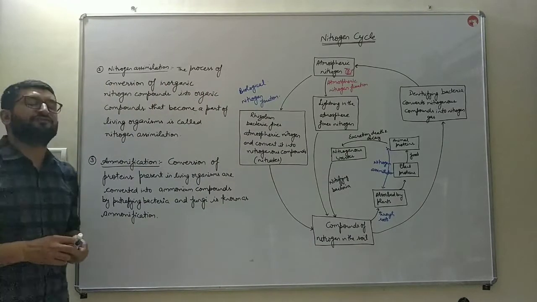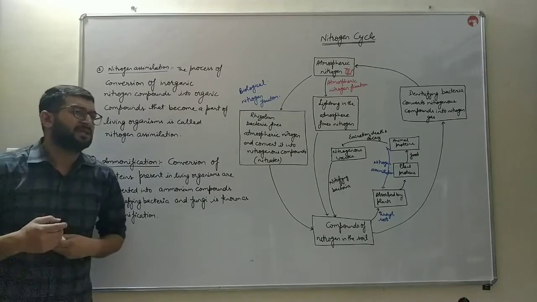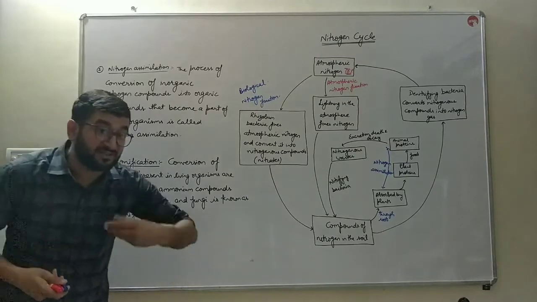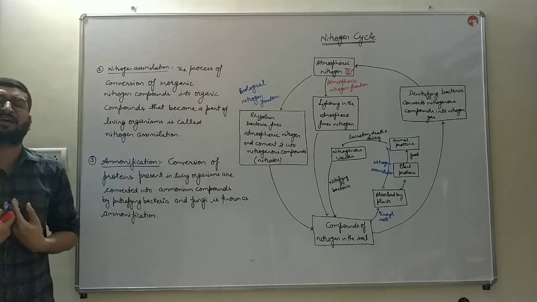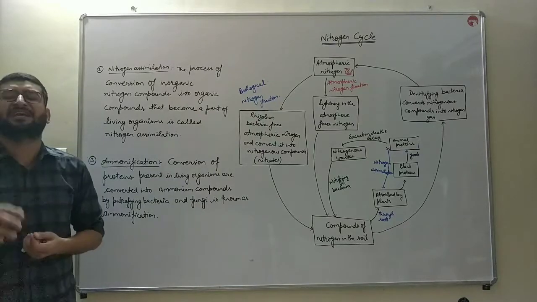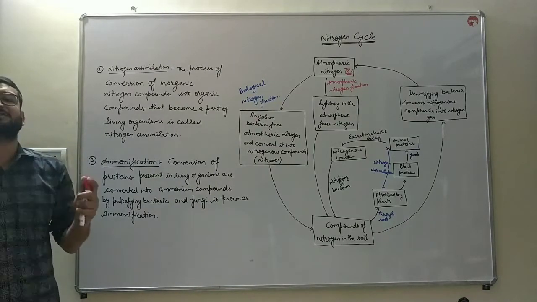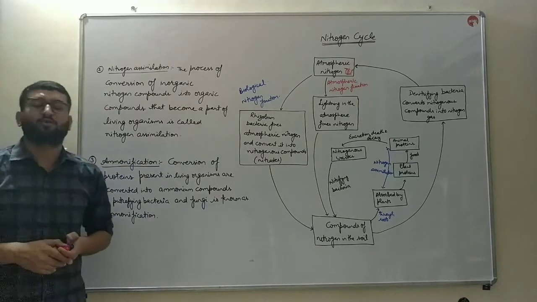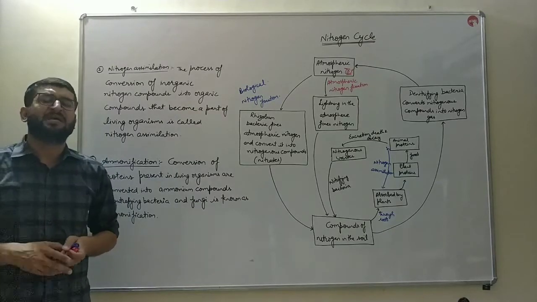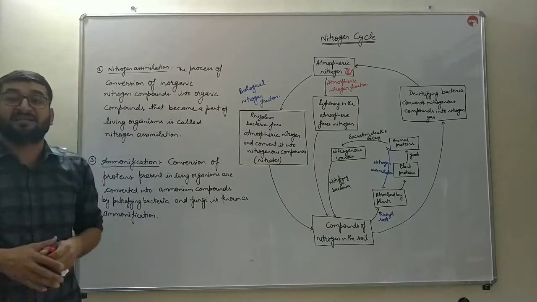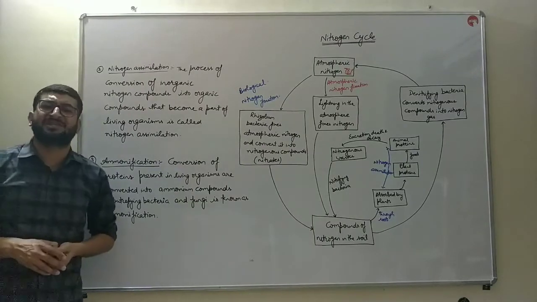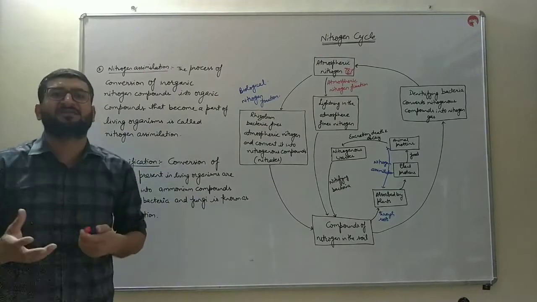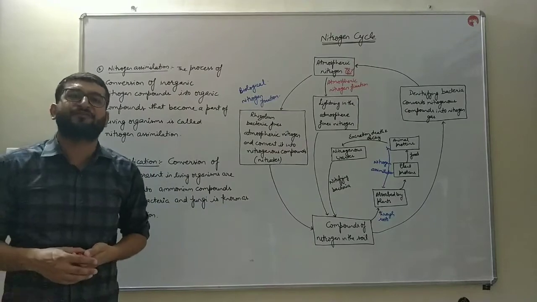The next is ammonification. What is ammonification? When the plants and animals die, when plants or animals release their waste material out of their body, like we excrete fecal matter, we excrete urine, those fecal matter, those urine, those dead animals and plants will release certain nitrogenous compounds. Those are known as nitrites. Those nitrites are formed by the decomposition, and that decomposition is done by putrefying bacteria and fungi. Putrefying means the breakdown of proteins into its constituents is known as putrefication.